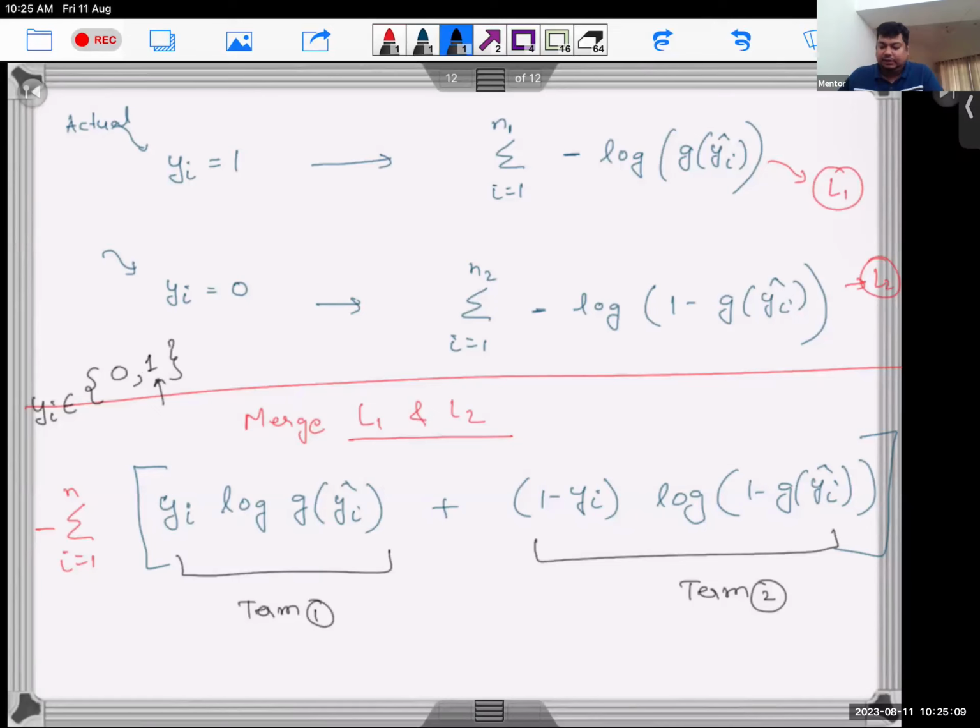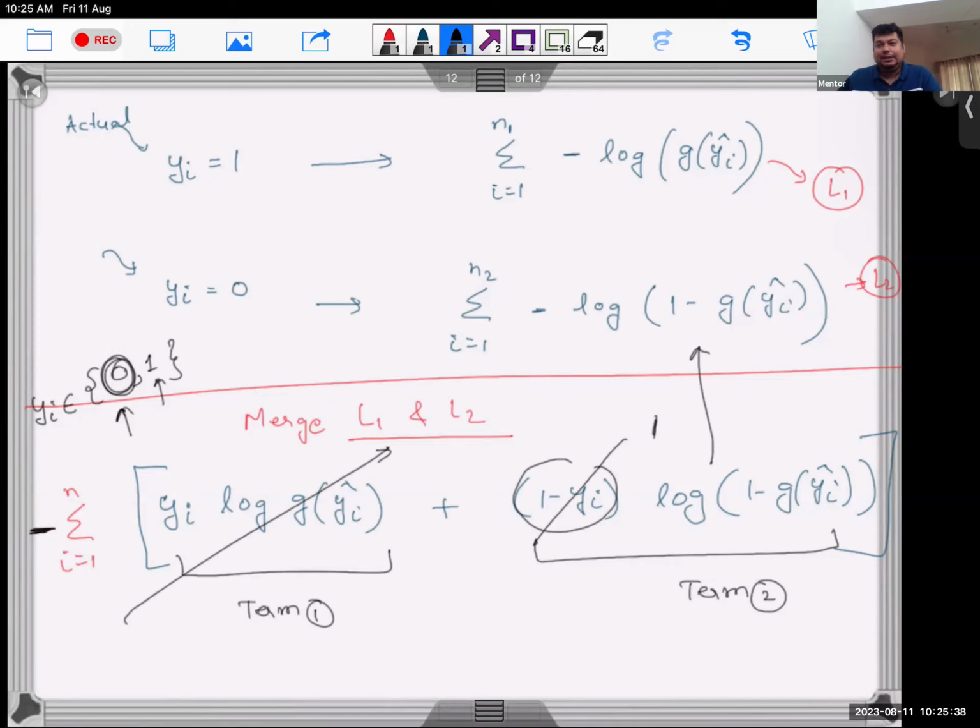Okay, when yi is 0, which term gets eliminated? The first one. Put yi as 0, this will become 1. Sorry, there is a minus sign involved outside. Don't forget this minus sign. Okay, minus of summation of log of 1 minus g of yi hat. Don't you see that we are using this? It's a very beautiful way of combining two different loss functions.